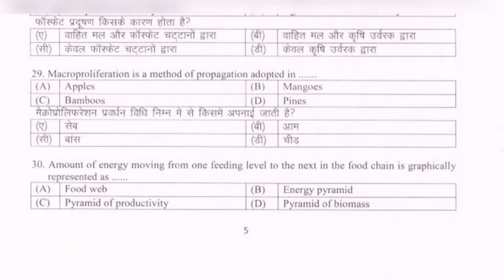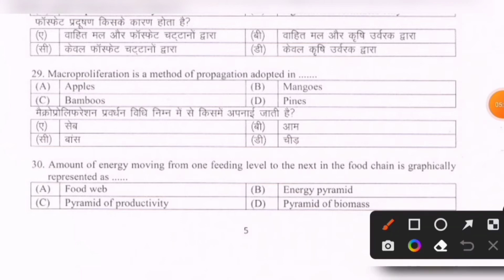Amount of energy moving from one feeding level to the next in the food chain is graphically represented as. Options are food web, energy pyramid, pyramid of productivity, pyramid of biomass. The correct option is B, energy pyramid. Let's see the next question.